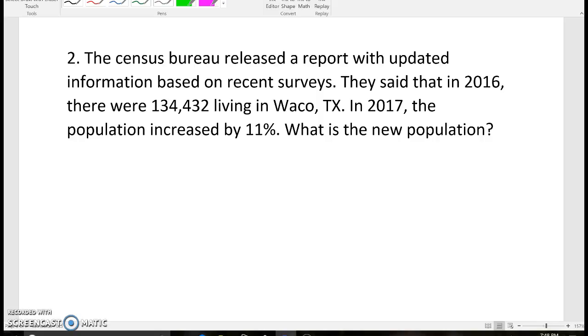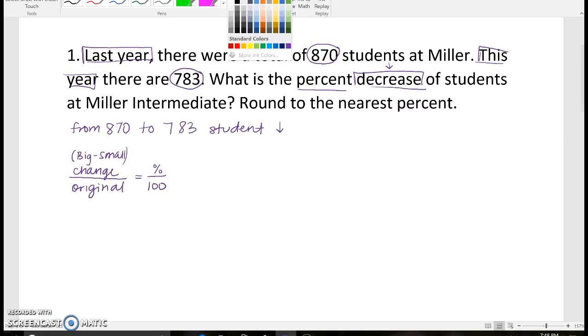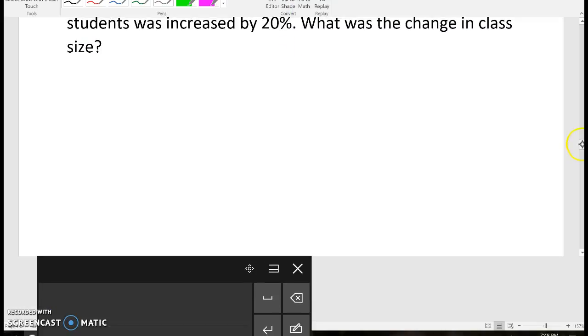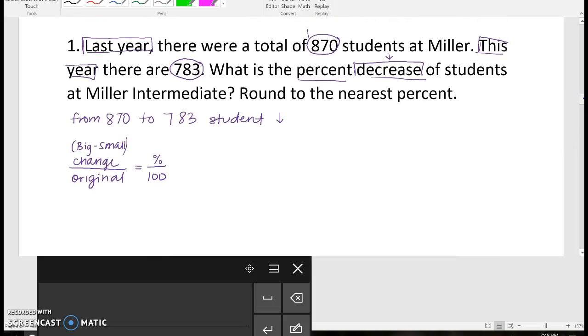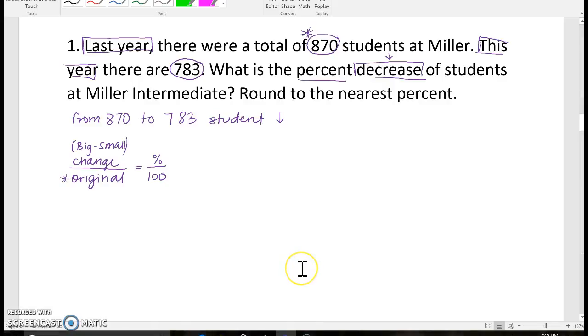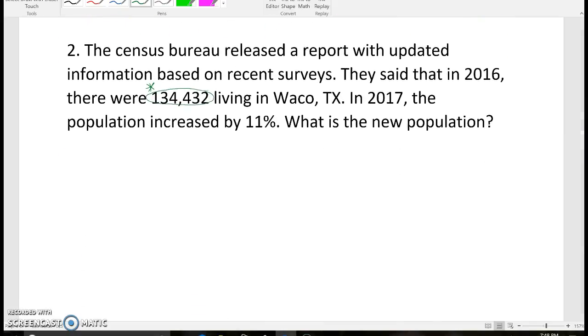Okay, so let's see. We have 2016, there were 134. So that's going to be my starting point. Oh no, I should be so good at original. Sorry guys. So from 870 means that my original, from 870. So that was my original. Okay, so don't forget to put your star next to the original like I did. Don't do what I did. Sorry. Okay, anyways, back to the Census Bureau.